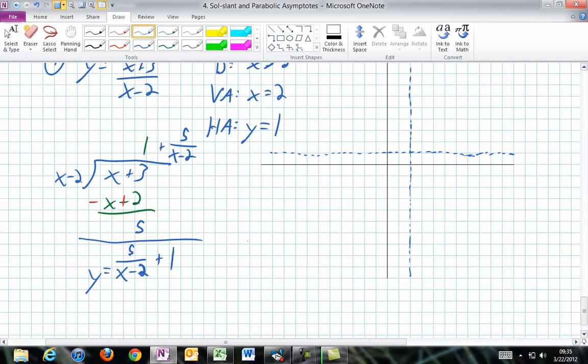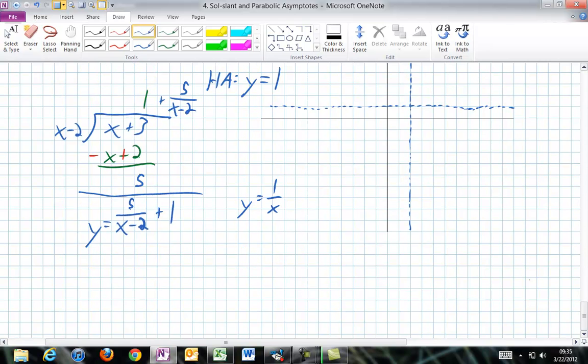Now it's going to look a lot like the graph y is equal to 1 over x, just with a horizontal shift, a stretch, and a vertical shift. My horizontal shift is 2. My vertical shift is 1.